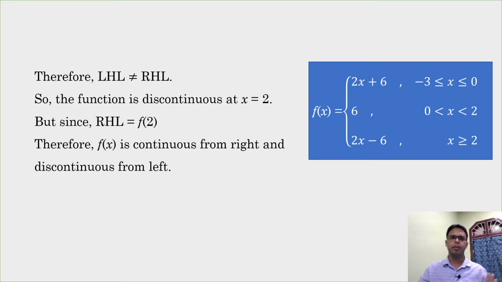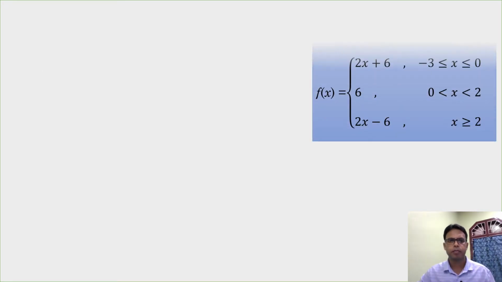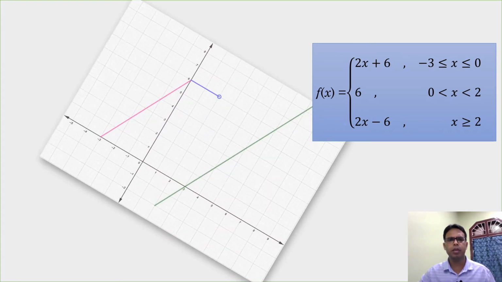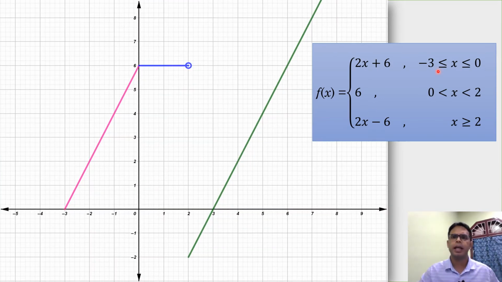So it will be more clear if you see the graph of the function. You see the graph. This is your graph, and it was the function f(x) equal to 2x plus 6. For which values of x? It is for -3 up to 0. So you see here is the point -3 and this is the point 0. In between -3 up to 0, the equal sign is present there.